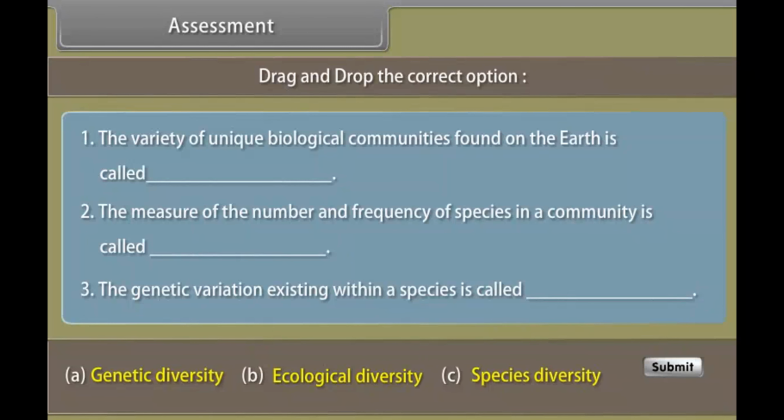Before proceeding further, let us know how much you have learned. Drag and drop the correct option. The importance of species diversity to the ecosystem.